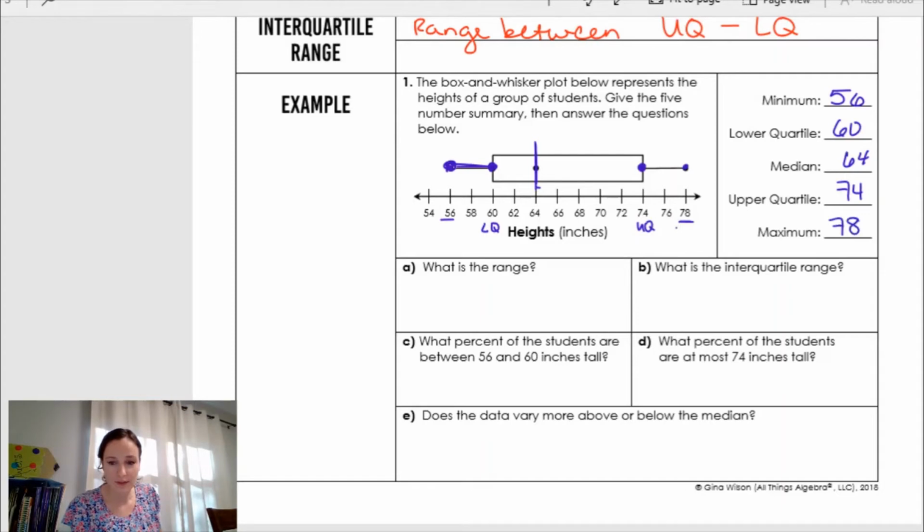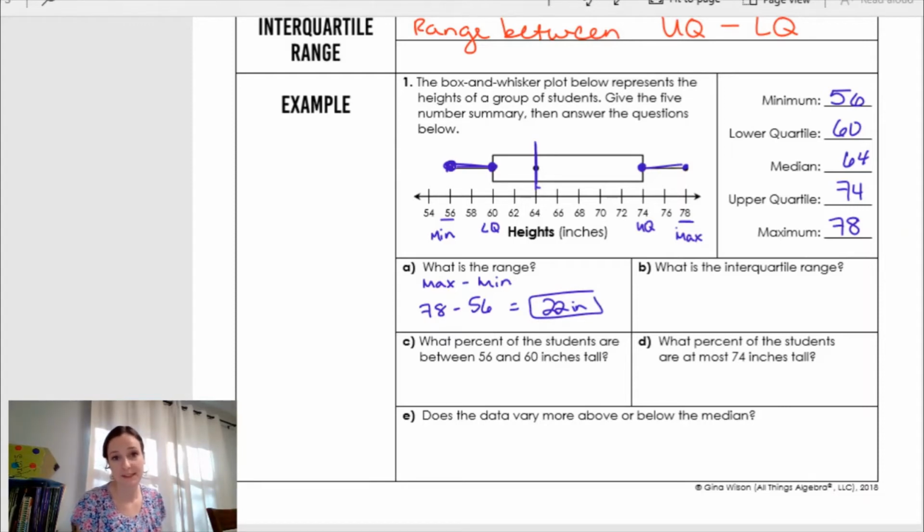So the tallest person in the whole class is going to be 78 inches tall. Okay. So that's how you read the box and whisker plot. All right. What is the range? The range is going to be the max minus your minimum value. So the max is 78 minus 56. So you have a range now here of 22 inches. That means that your shortest person is 56 inches tall. The tallest person is 78 inches tall.